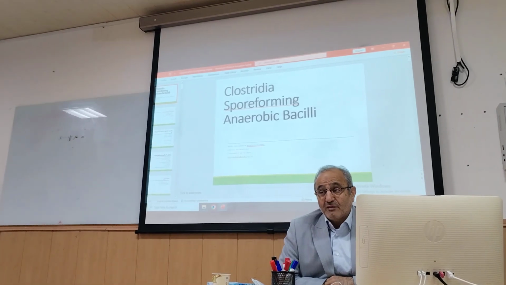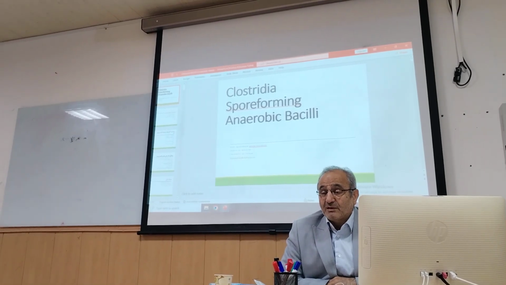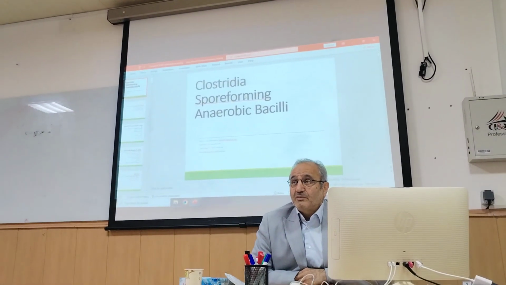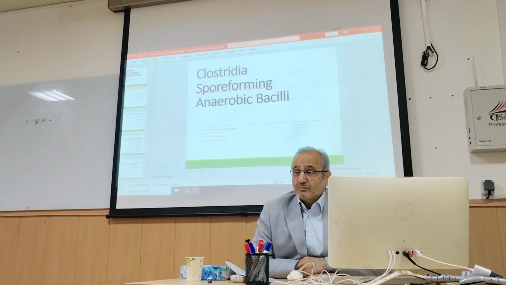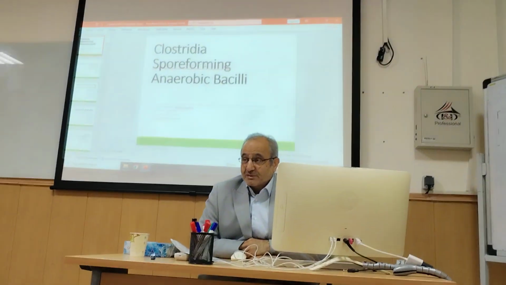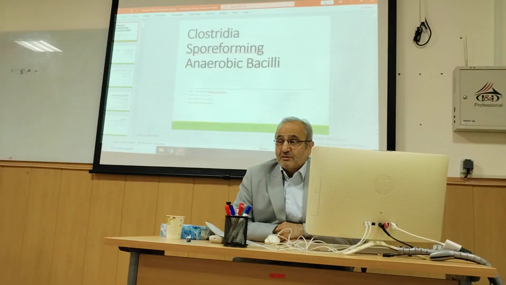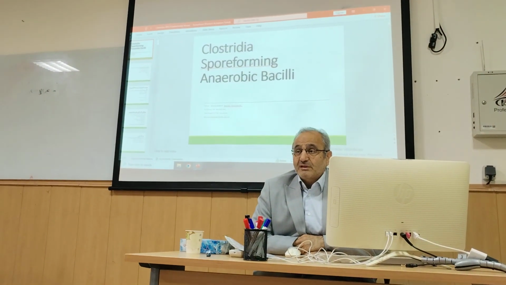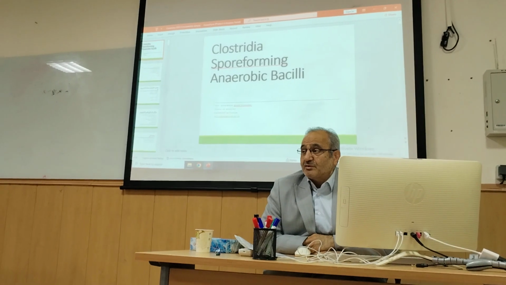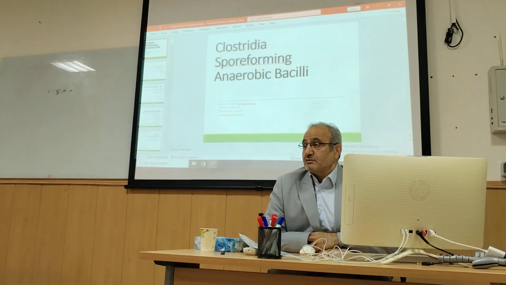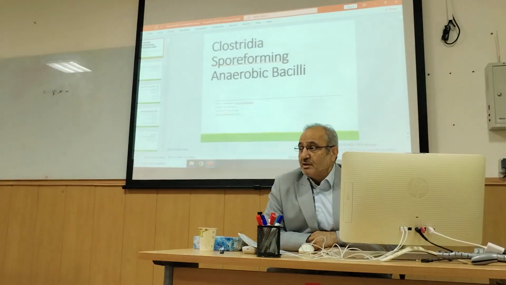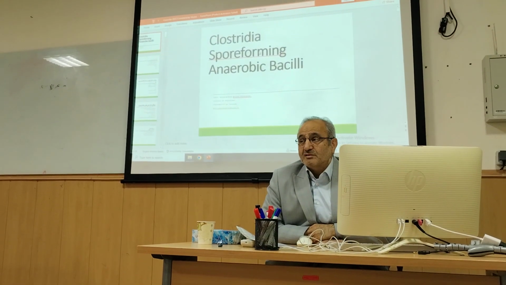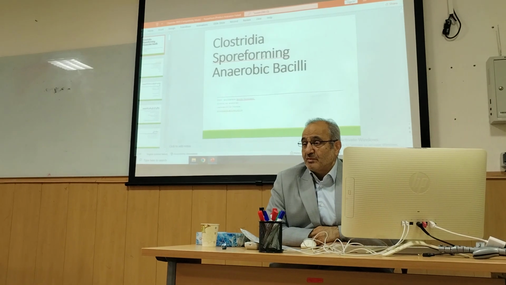And the second one, which is very important and has been used as a bioterrorist agent, is Clostridium botulinum, botulism. So these are neurotropic Clostridia. They show tropism through the neurons. They call them neurotropic Clostridia. These are Clostridium tetani and Clostridium botulinum.